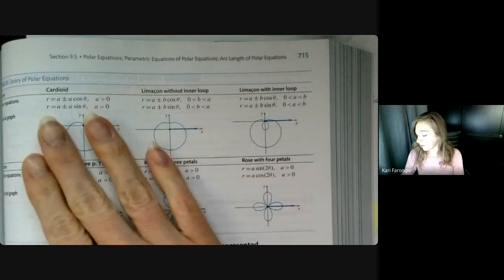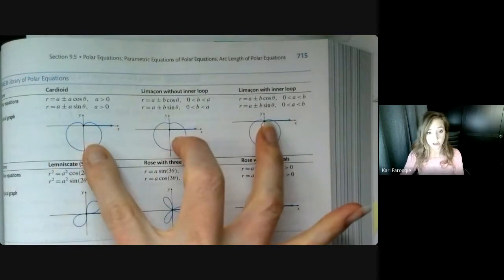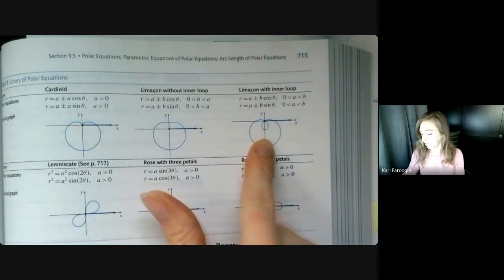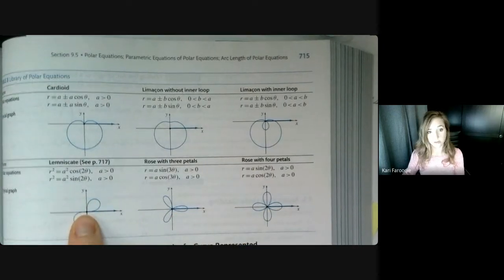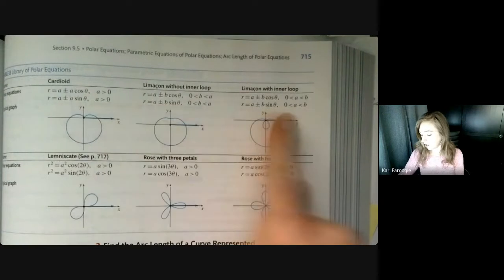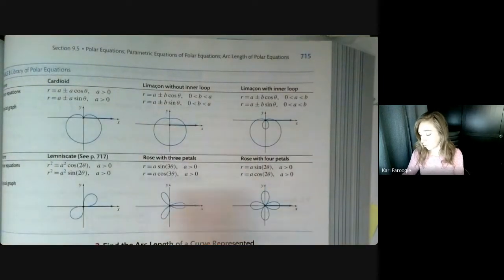So you're going to be graphing stuff like this, these three and those. I'm not going to have you graph any of these, but definitely these three in the top row, and then the rows petals, I'm going to have you graph by hand. And actually, you know what?